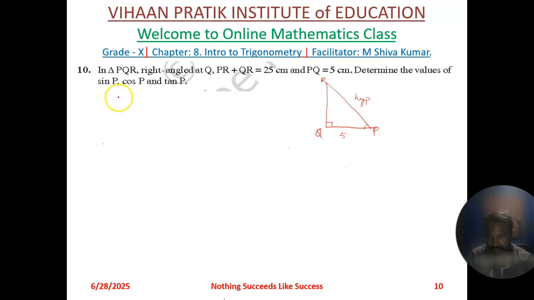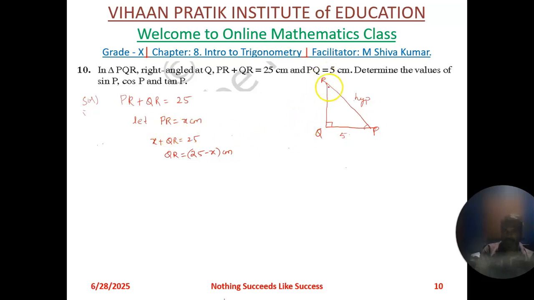Solution. It is given that PR plus QR equals 25. So let us assume PR equals x centimeters. Then if we substitute this PR in this equation, x plus QR equals 25 and QR equals 25 minus x centimeters. So if you find the value of PR, the hypotenuse, the other two sides can be easily found out. Okay, so let's start.